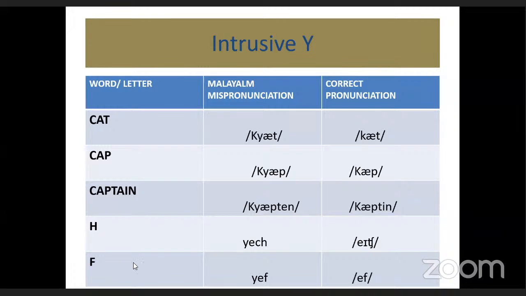It should be pronounced as F. Just F. A, B, C, D, E, F. That's it. A year sound is not required. Okay. But we Malayalis tend to put the sound here unnecessarily in words. That should be avoided.